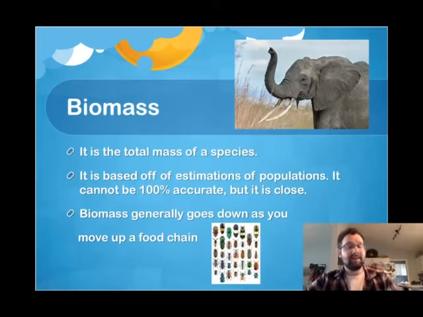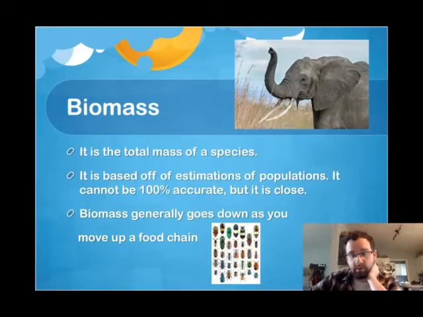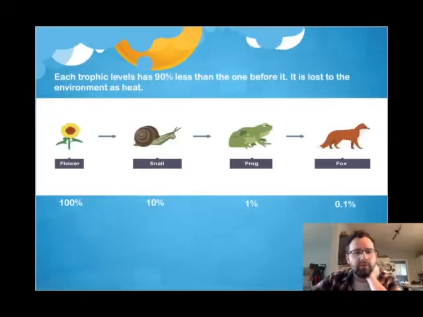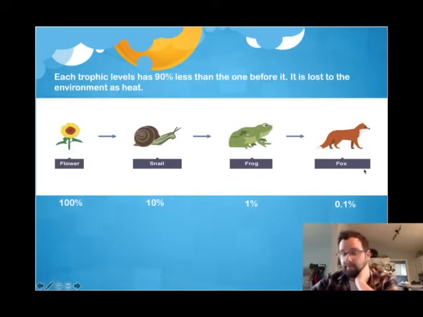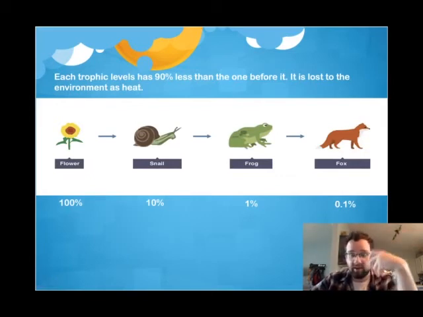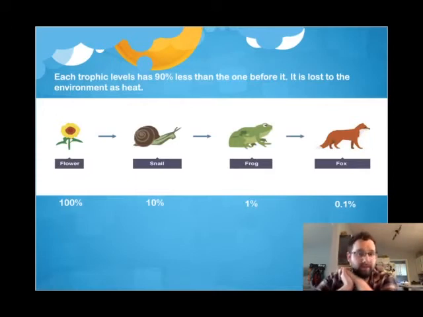The trend is that biomass generally goes down as you move up a food chain. So if we go back to our simple food chain here, biomass would also go down. You would have more flowers, fewer snails, fewer than that of frogs, and fewer than that of foxes. Why is that? Well, it's because the energy is going down. If you have less energy, you have fewer calories to support the literal organic tissue of a thing, right? So if there's not enough food to go around, it can't be supported.